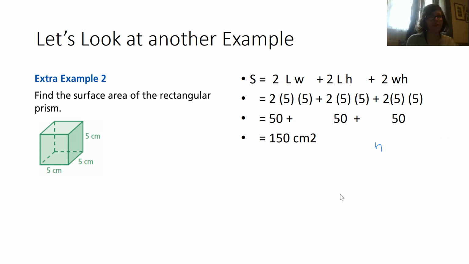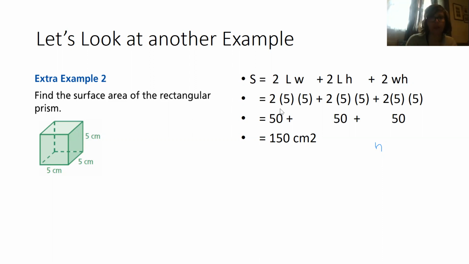All right, so here it says to find the surface area of the rectangular prism. So here is our rectangular prism. In this case, because all the lengths are the same, we've got 5, 5, and 5, so our length and our width and our height happen to all be the same. So again, I'm going to use my formula: surface area S equals 2 times the length times the width plus 2 times the length times the height plus 2 times the width times the height.